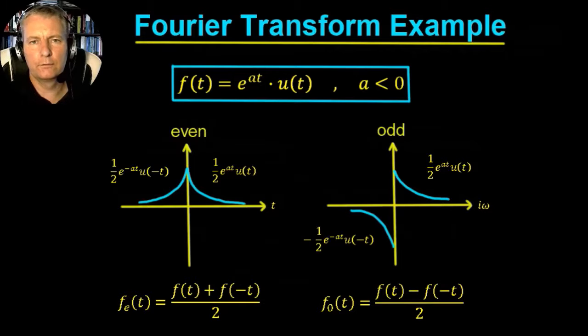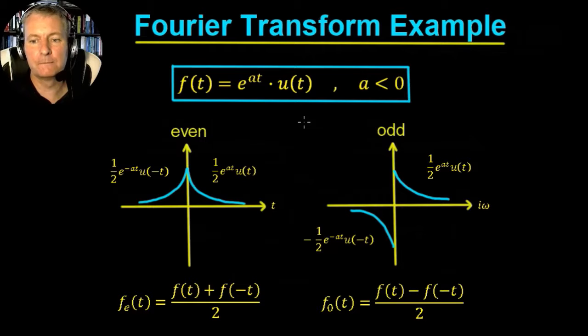So let's go through a full graphical and analytic derivation of a Fourier transform. We're interested in the Fourier transform of this function here, e to the at times u of t, whenever a is less than 0. So we're going to split this into its even and odd components, and we'll find the Fourier transform of the even component and the Fourier transform of the odd component, and when we add them together we'll get the final Fourier transform.